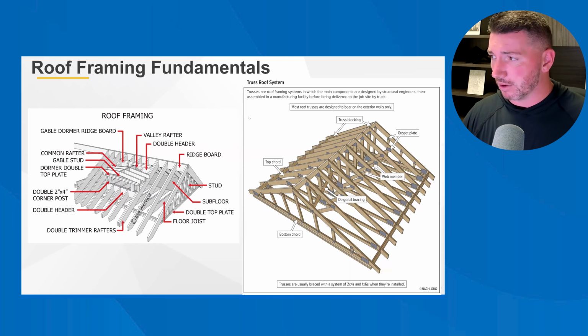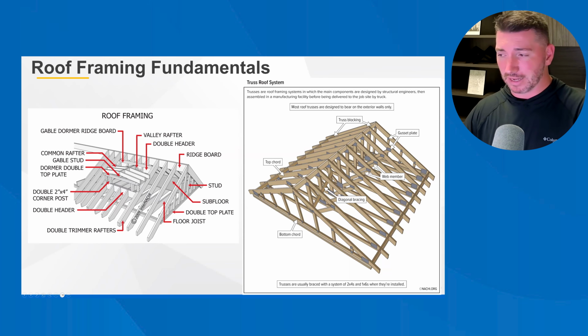So again, we talked about the truss roof system with the truss blocking, the gusset plates, your diagonal bracing, your web members. That bottom chord is the one that usually gets cut for electrical and things like that. And that bottom chord provides the strength of the whole system. If that bottom chord is mangled at all, then you're going to have a serious problem.